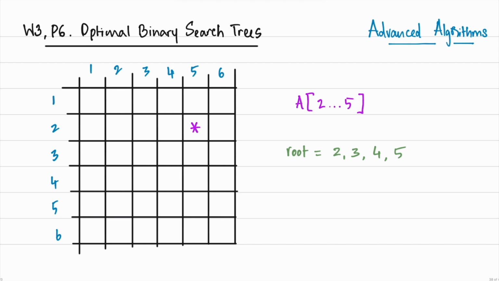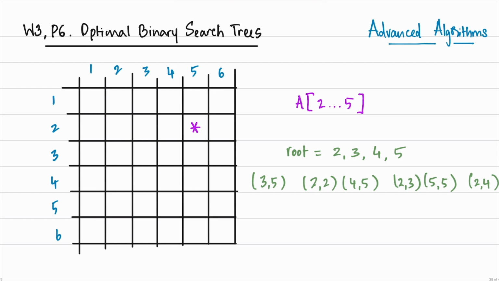And if it's 2, then we will have to look up, well, the left entry is going to be empty, so there's nothing to look up there, but the right entry would be 3, 5. If the root is 3, then the left entry is going to be 2, 2, and the right entry is going to be 4, 5. If the root is 4, then the left entry is going to be 2, 3, and the right entry is going to be 5, 5. And if the root is 5, then the right entry again is non-existent, but on the left we will have to look up 2, 4.